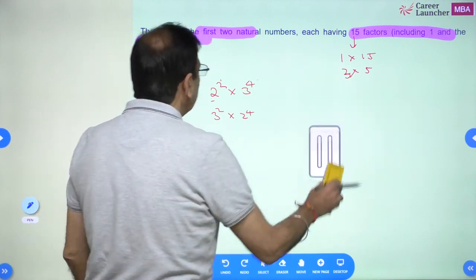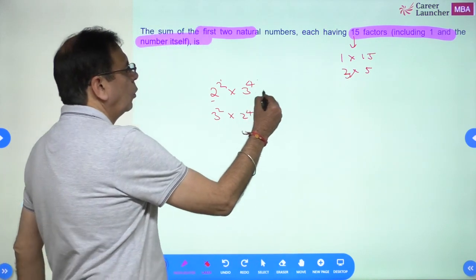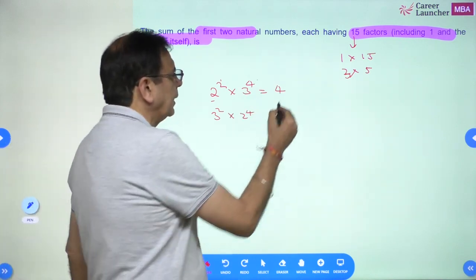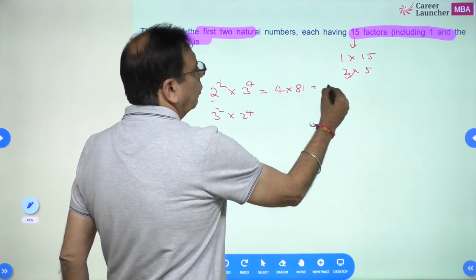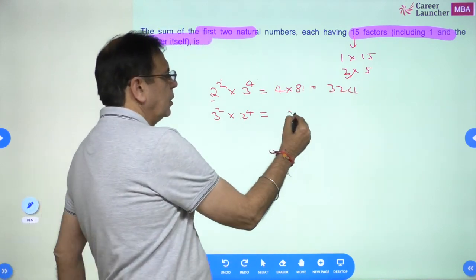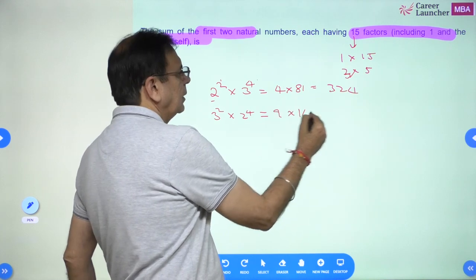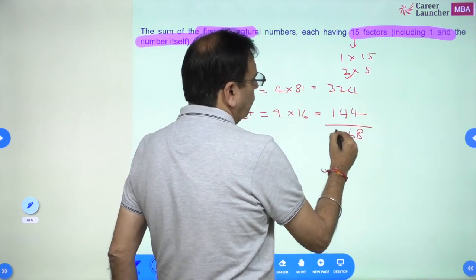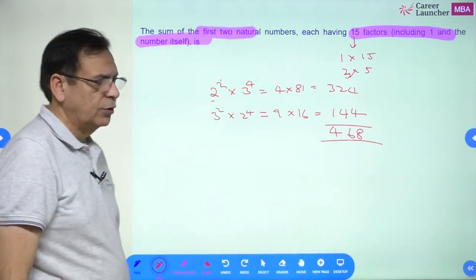Okay. So what are these? 2 square is equal to 4 and 3 to power 4. 3 into 3, 9. 9 square is 81. 81 into 4, 324. And 2 to power 4 is 16. 3 square is 9. 9 into 16 is 144. 864. Answer is going to be 468. Okay.